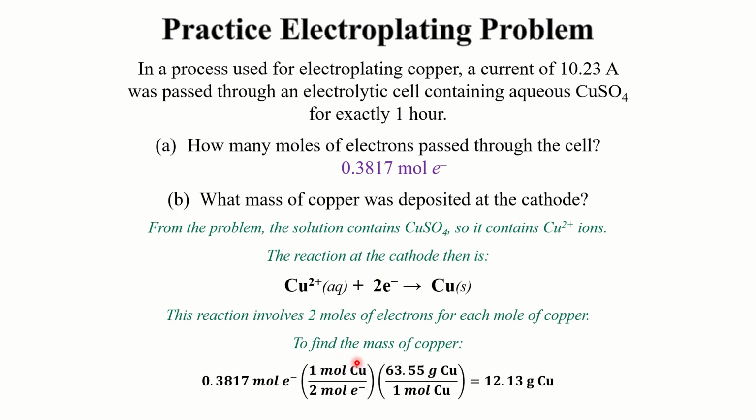And then now that I'm in units of moles of copper, I can find the mass of copper using its molar mass. So 0.3817 moles electrons times 1 mole copper over 2 moles electrons times 63.55 grams copper over 1 mole. Moles of electrons cancels, moles copper cancels, and you would get a final answer of 12.13 grams copper. So on these electroplating type problems, use the current you're given, the time, and Faraday's constant to find moles of electrons, and then simply use stoichiometry to find the mass of the metal being produced.